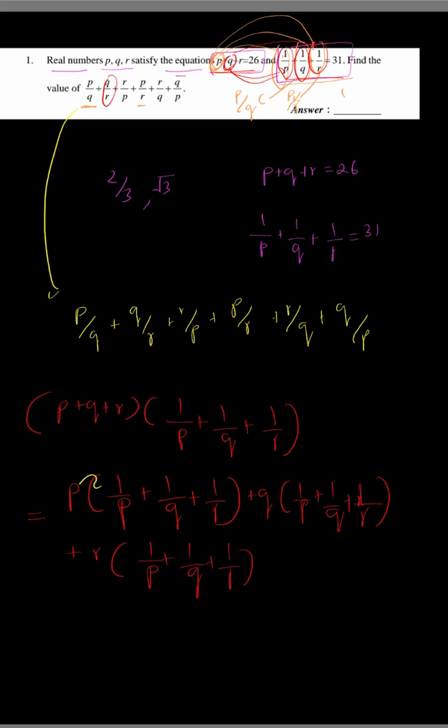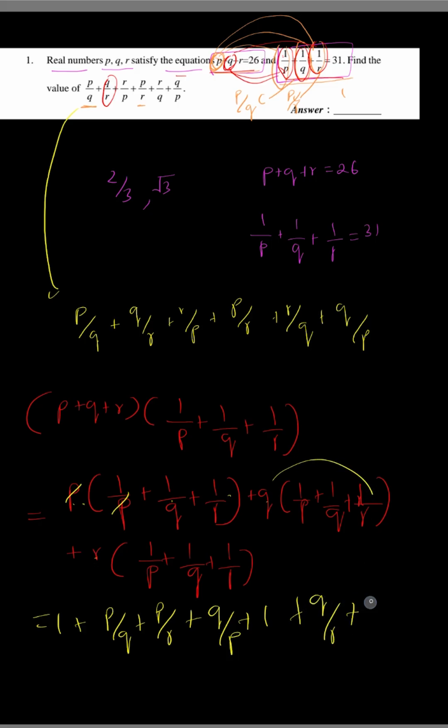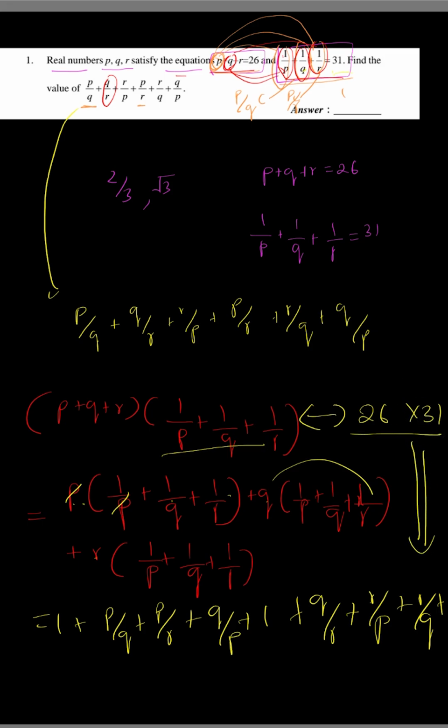When we write these things, we can observe we just get 1 plus P over Q plus P over R plus Q over P plus 1 plus Q over R plus R over P plus R over Q plus 1. So this is what we would get if you just multiply both of them, which means P plus Q plus R, we know it's 26. 1 over P plus 1 over Q plus 1 over R, we know it is 31. So 26 times 31 would be the value of this whole expression, which is 806, as you can see here. So the whole expression would be equal to 806.